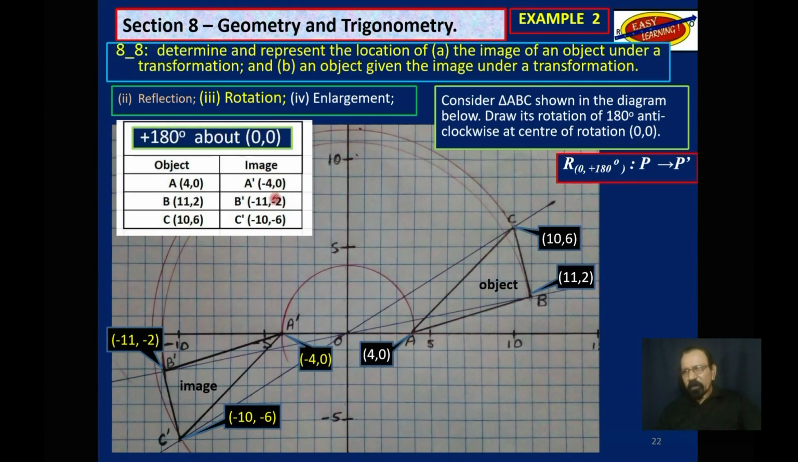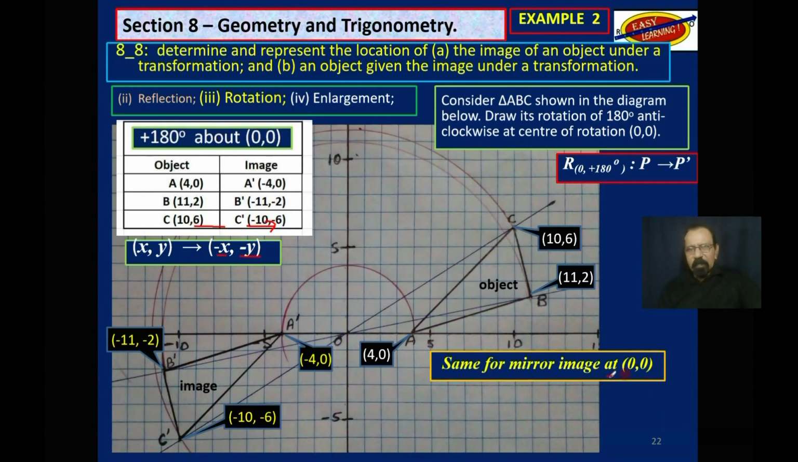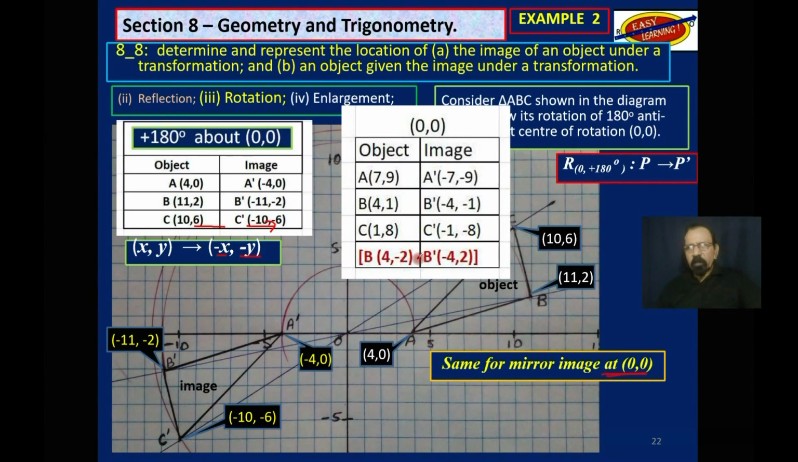the absolute values stay the same, except that all of them are multiplied by negative 1. So xy becomes negative x, negative y. You don't change or wrong anything. 4, 0, 4, 0. 12, 2, 12, 2. 10, 6, 10, 6. But you just multiply all of the image points by negative 1. And that is the same for mirror image as we saw in the last video, which was this. At 0, 0, mirror image. This is what we had. Notice xy becomes negative x, negative y.